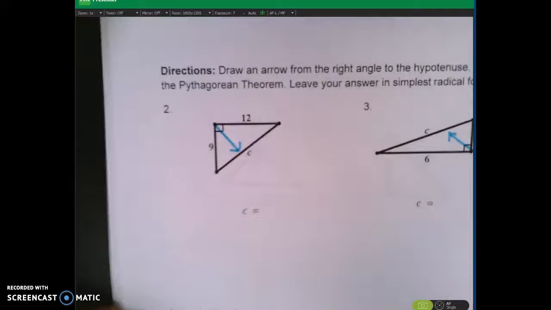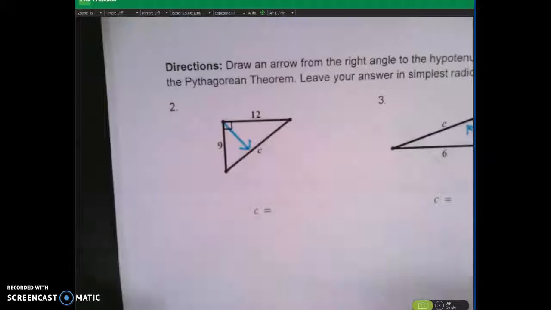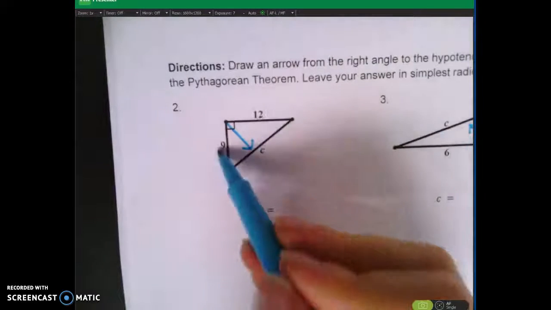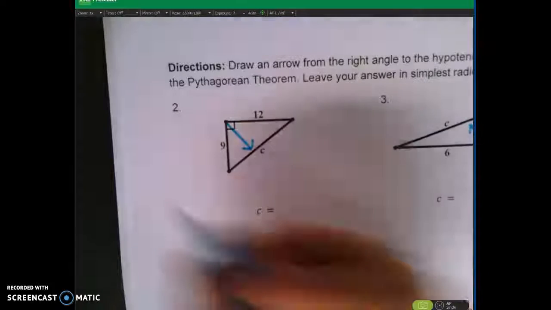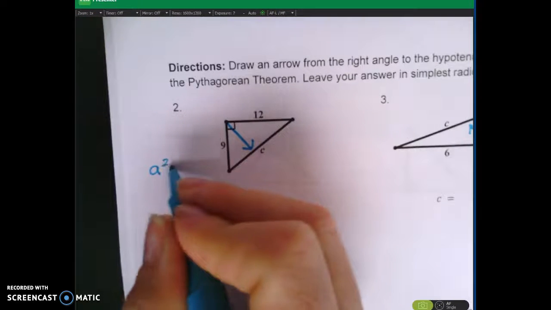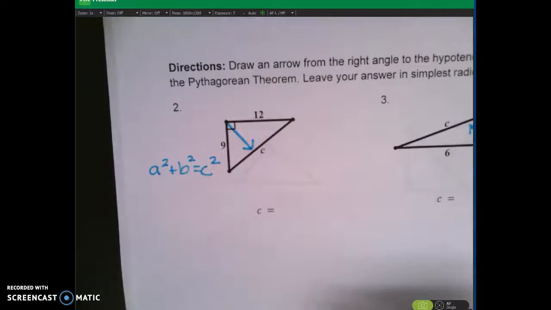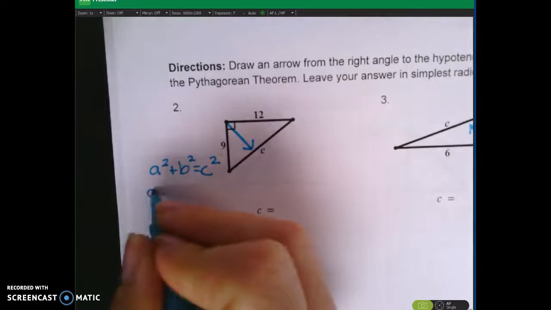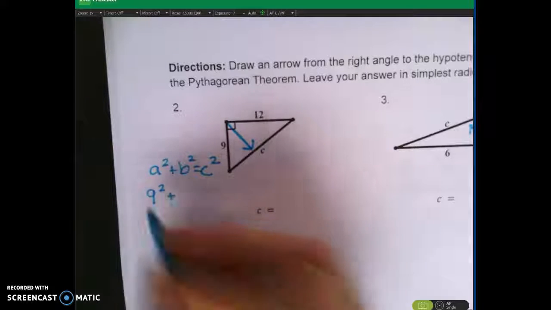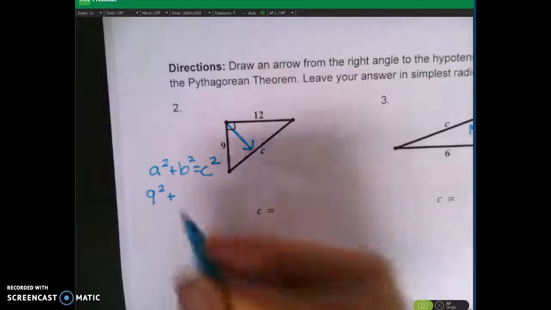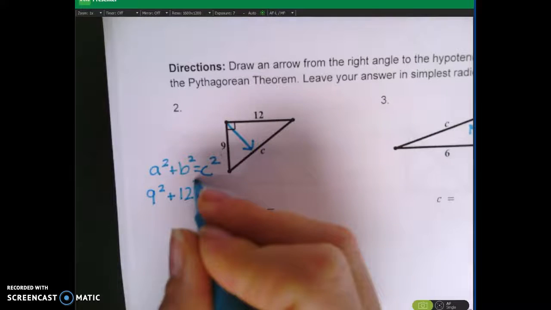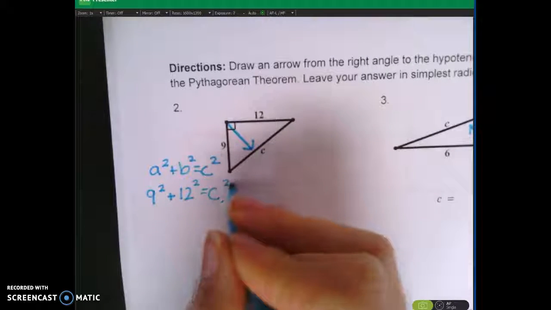Taking a look at number 2, the first thing I'm going to do is see that I'm missing my leg lengths and I'm asked for my hypotenuse. So writing the Pythagorean theorem, a squared plus b squared equals c squared. Does it matter if 9 is my a value or my b value? No, it doesn't. It's just a leg value. So I'm going to have 9 squared. If I use 9 for a, I have to use 12 for b. And I'm going to be solving for c.